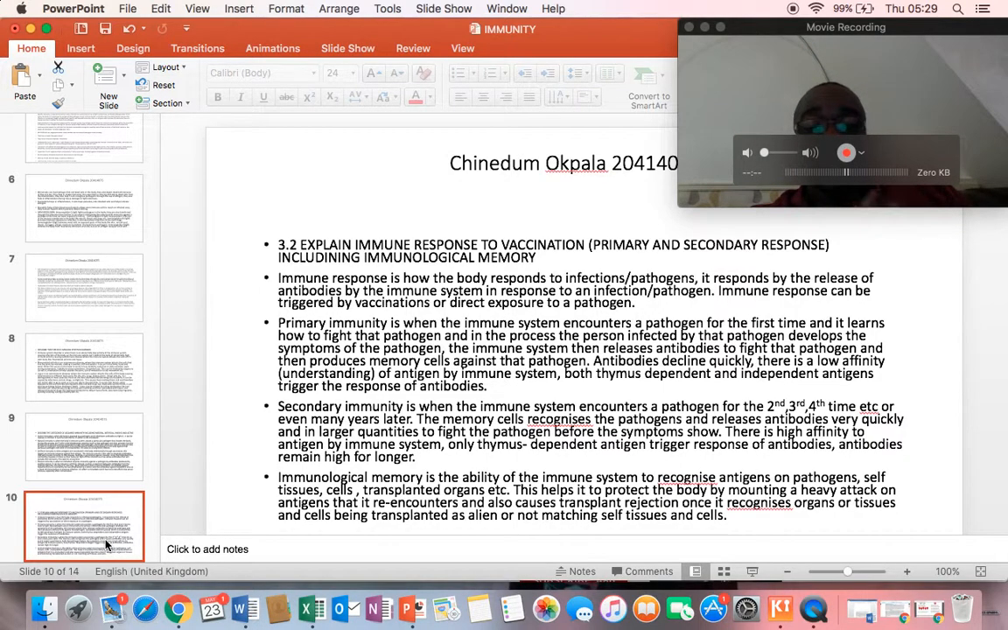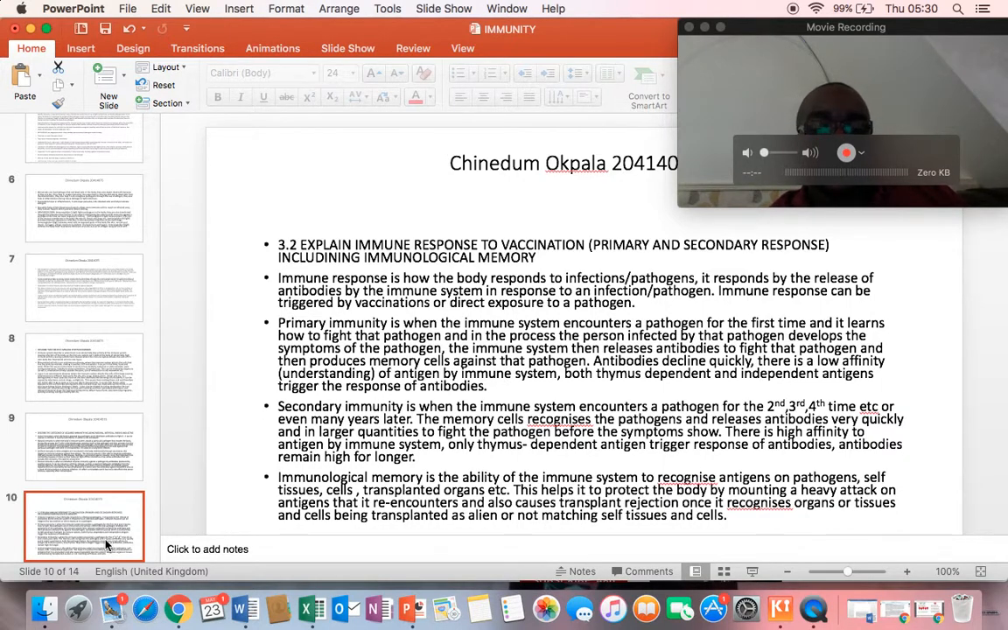Primary immunity is when the immune system encounters a pathogen for the first time and it learns how to fight that pathogen, and in the process, the person infected by that pathogen develops the symptoms of the pathogen. The immune system then releases antibodies to fight the pathogen and then produces memory cells against that pathogen. Antibodies decline quickly. There is a low affinity of antigen by the immune system. Both thymus dependent and independent antigens trigger the response of antibodies.